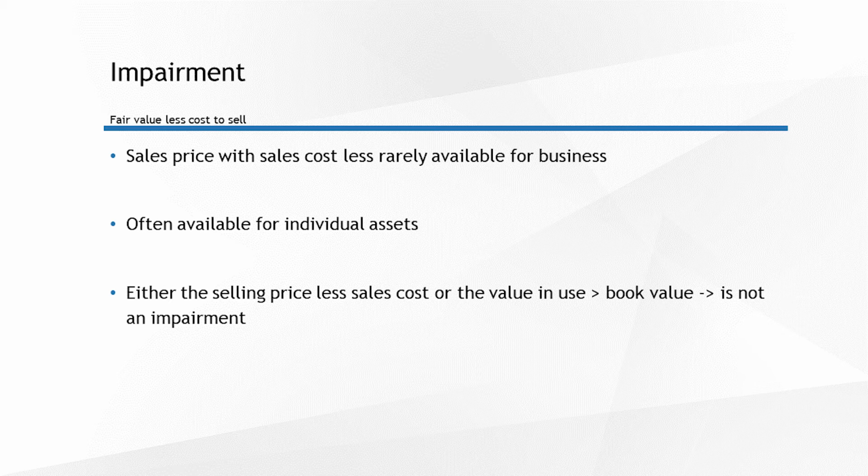Thus, it is sufficient for one of these methods to exceed the book value, and then there is no need for impairment. Value in use is more challenging from the valuation point of view, because in practice the assets are valued by the money they generate for the company.